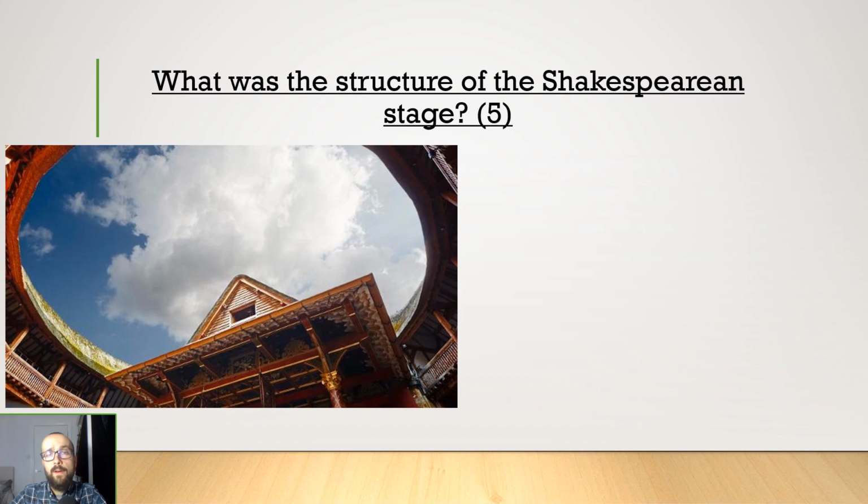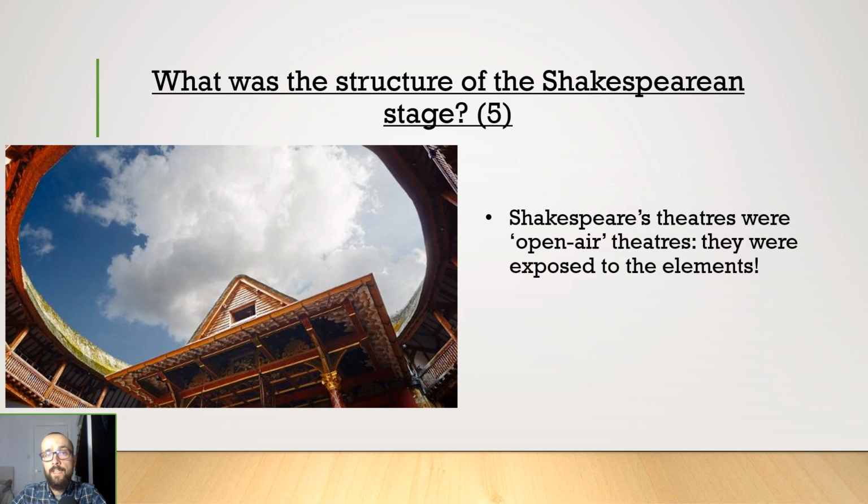One final fact about the structure of the Shakespearean stage is that the Globe, Curtain Theatre and the Theatre were all open-air theatres, which means that they were completely exposed to the elements. Although the stage and the seated areas had thatched roofs, the pit was completely uncovered, and so people could get rained on if the weather wasn't great.